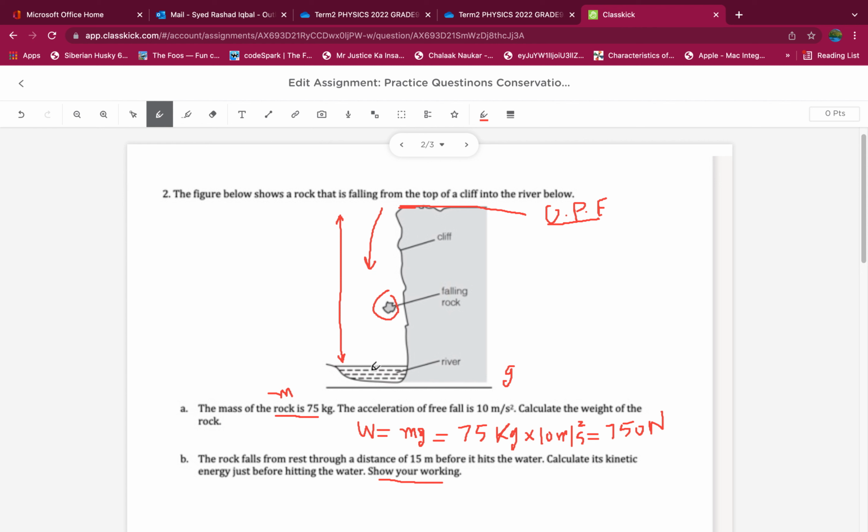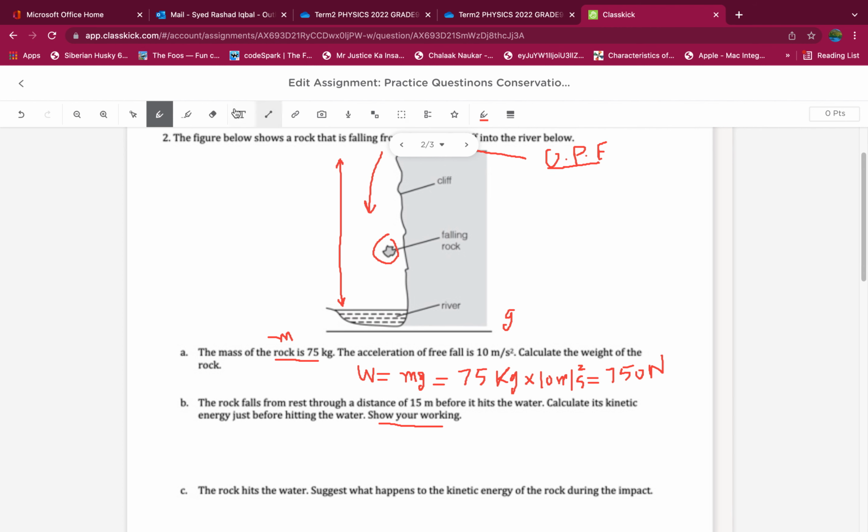So energy can be transferred from one form to the other. Like in this example, at the height it has gravitational potential energy. When it falls, this gravitational energy changes to kinetic. This is a transfer of energy, but the total amount of energy will be the same. So you will apply the law of conservation of energy here. You can write it like that.